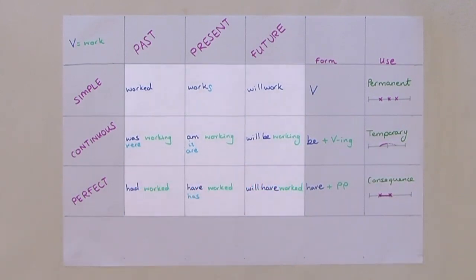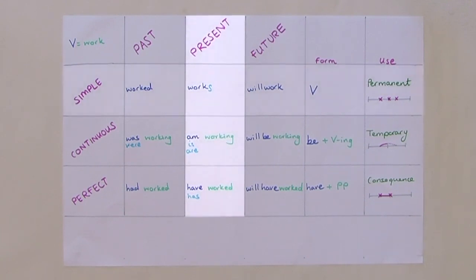So there you have it. You now know how to form 9 different structures, what they're called, and when to use them. The most important thing to concentrate on and the most useful is the present column and the simple row. Once you've mastered these, the rest will follow.